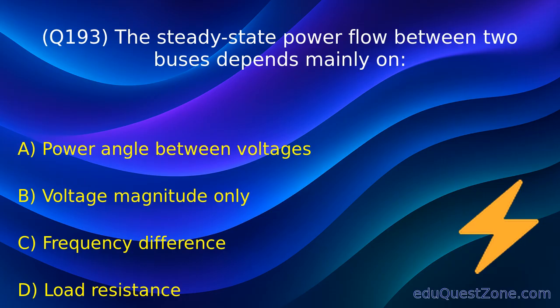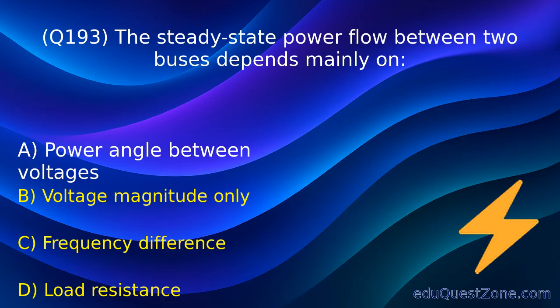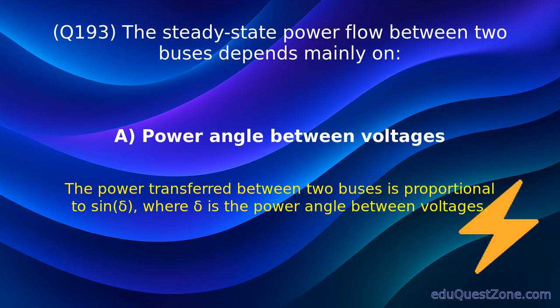Question 193. The steady-state power flow between two buses depends mainly on... Option A, power angle between voltages. Power flow depends on the power angle delta between buses.